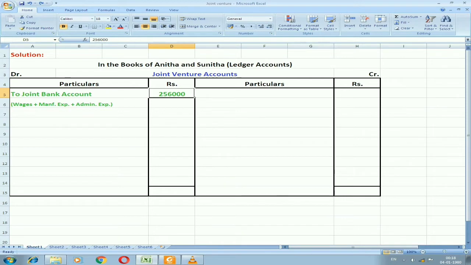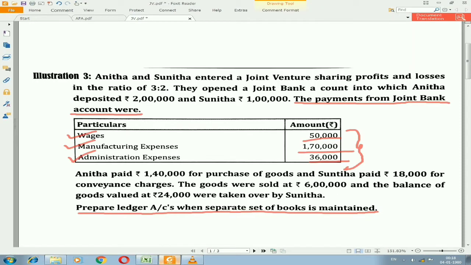So this is the entry which I have recorded. It is the expenditure which is spent in the name of the bank account, so it is not an individual account. So let us see the other points.